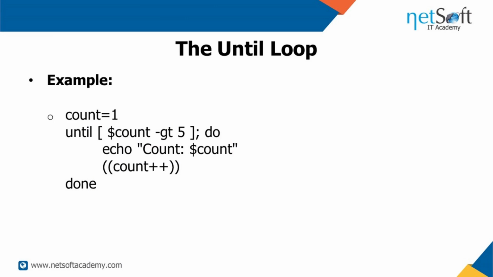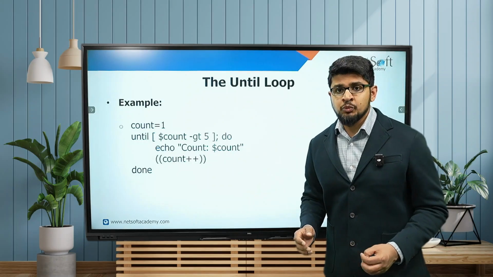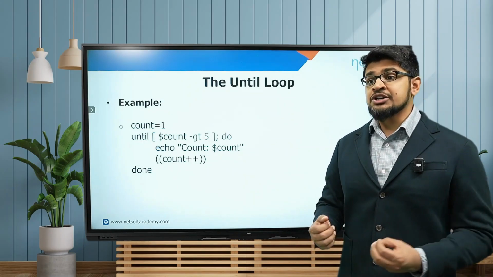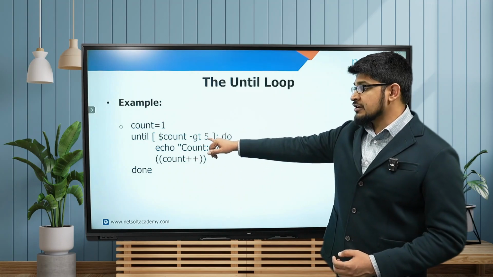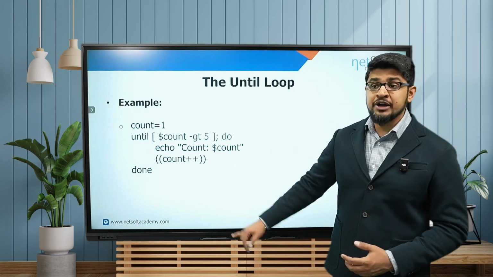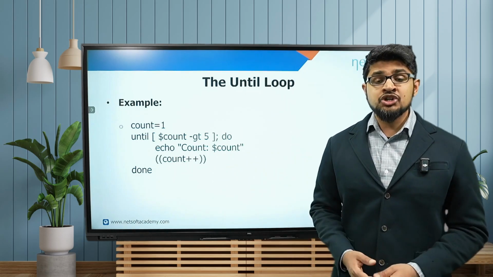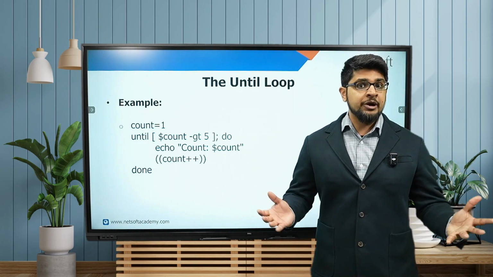You will put a condition that is initially false, and throughout this loop, this condition will eventually change until it resolves to be true. This count will be greater than 5 at some point, since we're incrementing. Once that condition is met and true, the loop will break.